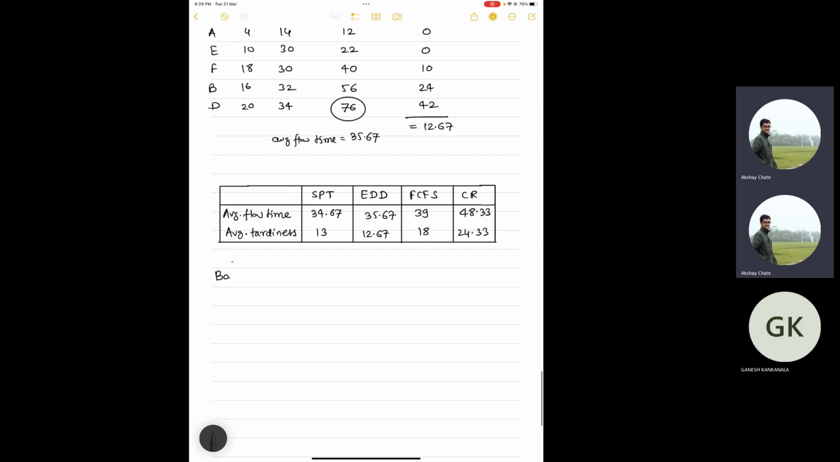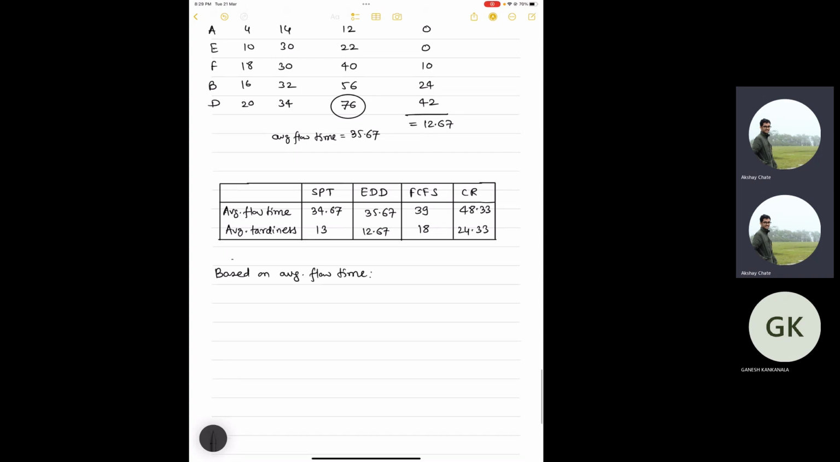So based on average flow time, the lowest is with the SPT, then EDD, then first come first served, and then CR. And on average tardiness, the lowest is EDD, then comes SPT, then FCFS, then CR.